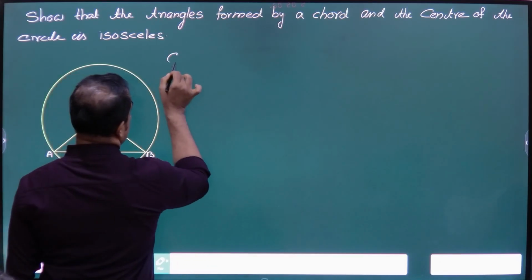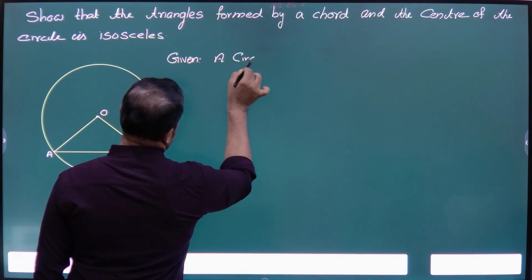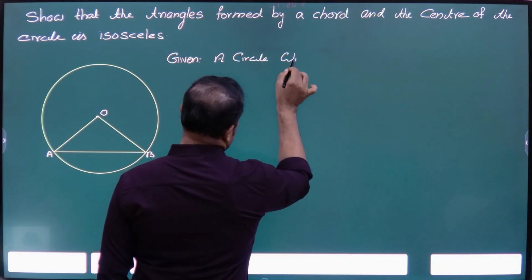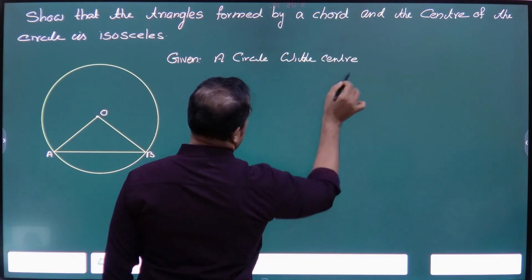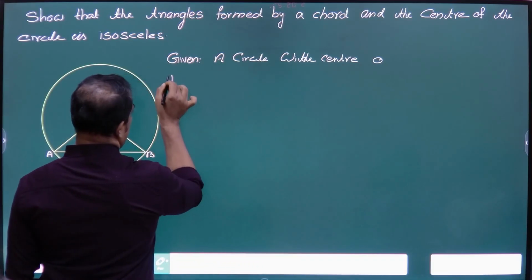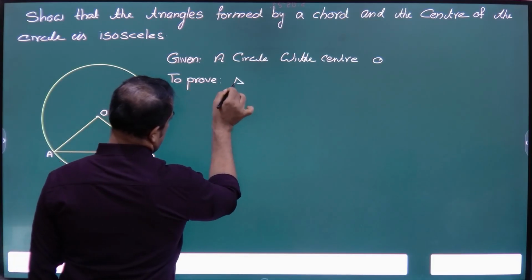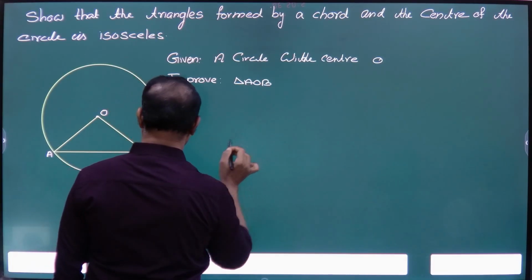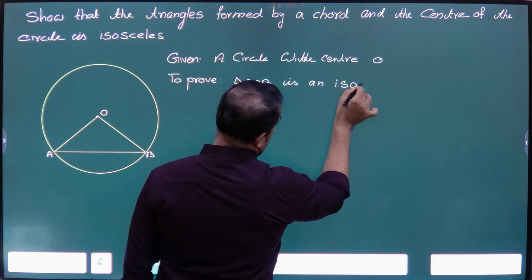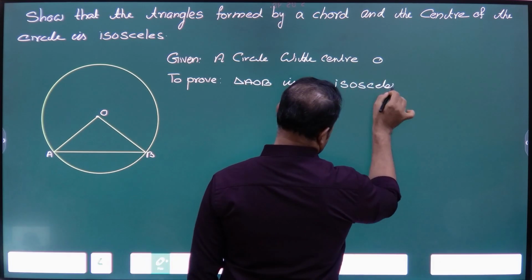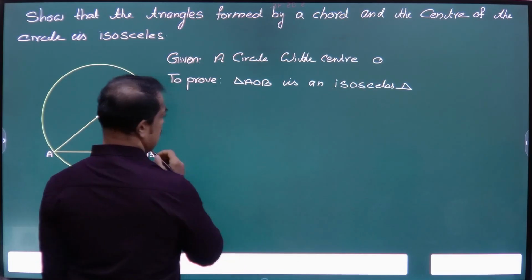Given: a circle with center O. To prove: triangle AOB is an isosceles triangle.